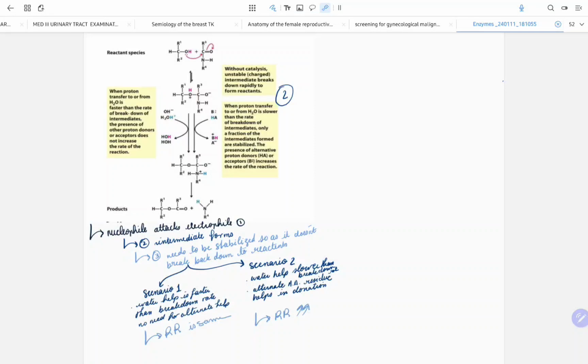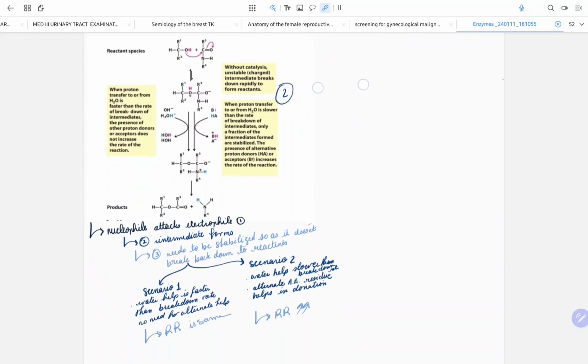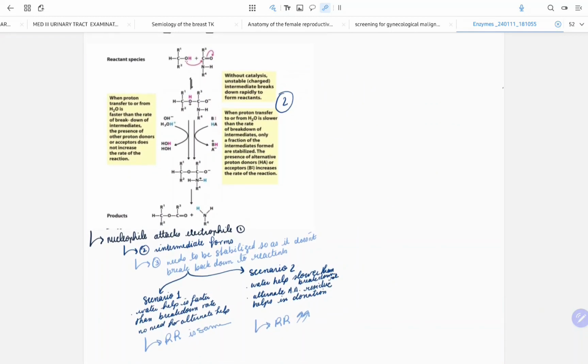This is an example of the acid-base catalysis that I have just explained up here. I hope this makes it easier. So basically you have a nucleophile, and this nucleophile attacks an electrophile. But what is a nucleophile? A nucleophile is a type of molecule that attacks another molecule and donates its electrons to that molecule, okay? And an electrophile is the electron acceptor.